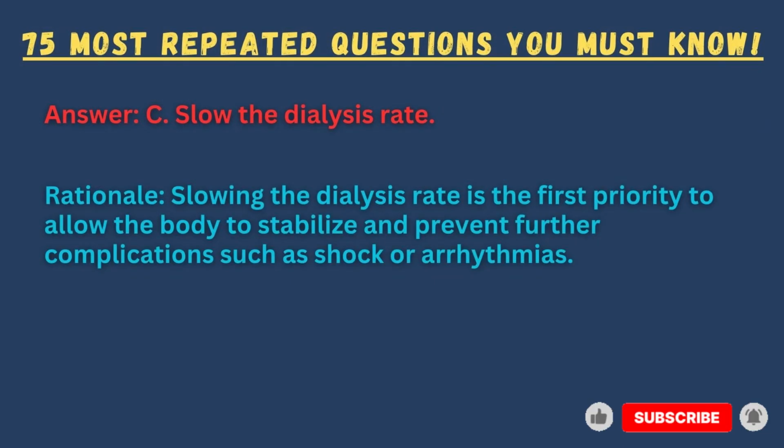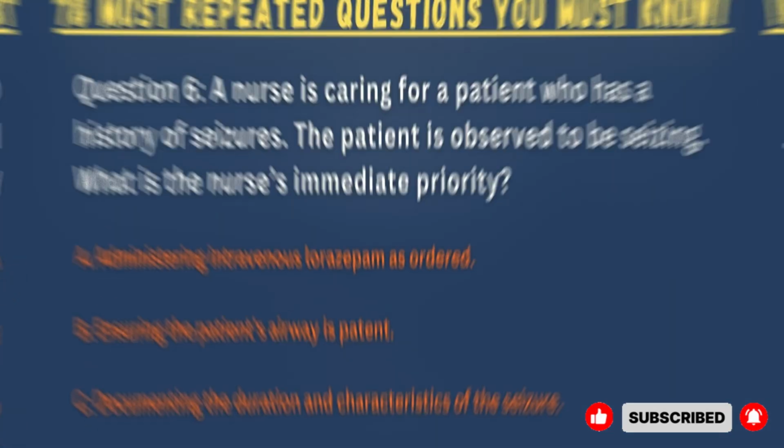Answer: C. Slow the dialysis rate. Rationale: slowing the dialysis rate is the first priority to allow the body to stabilize and prevent further complications such as shock or arrhythmias.